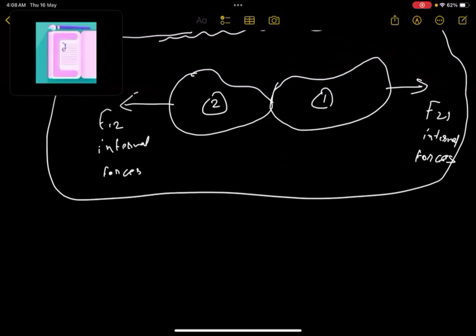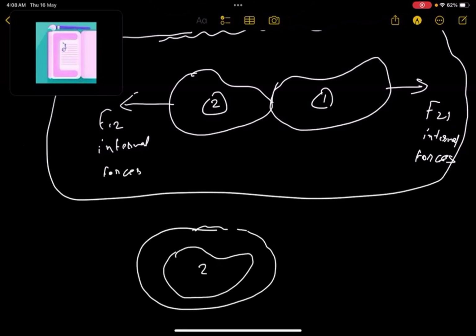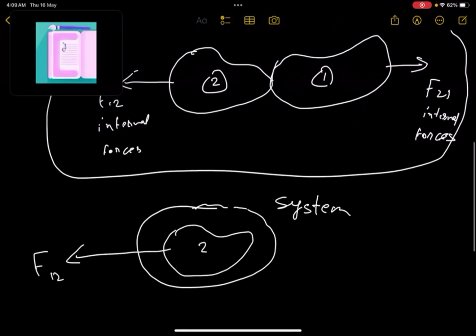Now, if I just consider body 2 as the system, if body 2 is only the system, this is the system. Now here the force applied on body 2 was F12, is that right? And that was applied by body 1. Now, is this F12 an external force or an internal force in this case?